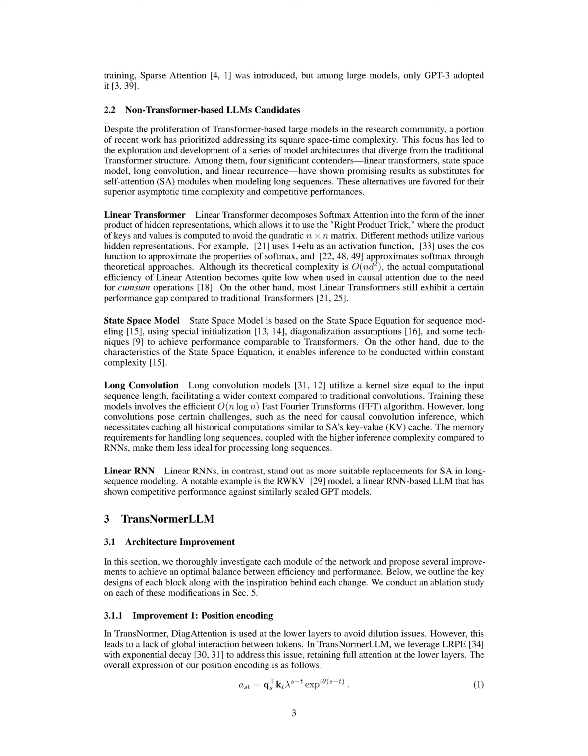Section: State Space Model. We're going to discuss 3 different models: the state space model, long convolution, and linear RNN. The state space model is a sequence modeling method that uses a specific equation known as the state space equation. This model is designed with unique initialization, diagonalization assumptions, and techniques that allow it to perform on par with transformers. One of its key features is that it allows for inference to be conducted with a constant level of complexity.